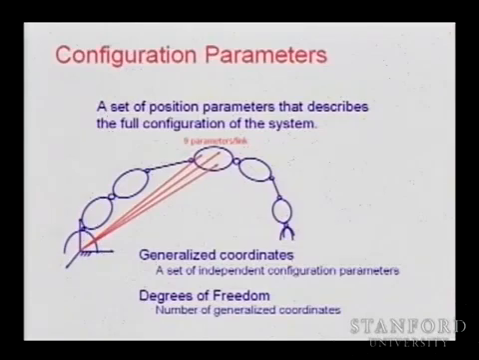A generalized coordinate is essentially a set of configuration parameters that are completely independent. And working with those coordinates is very interesting because you can use them to find the dynamics later, as we will see. We can use them, we can count them, and the number of generalized coordinates gives you directly the number of degrees of freedom of your robot.